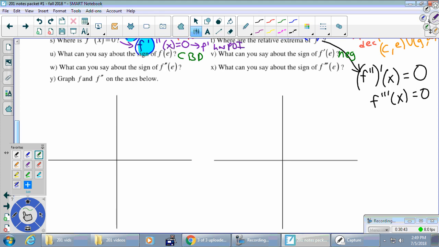I pity anybody that has to look at this PDF after the fact without the accompanying video. Good luck figuring out which answers go with which questions.